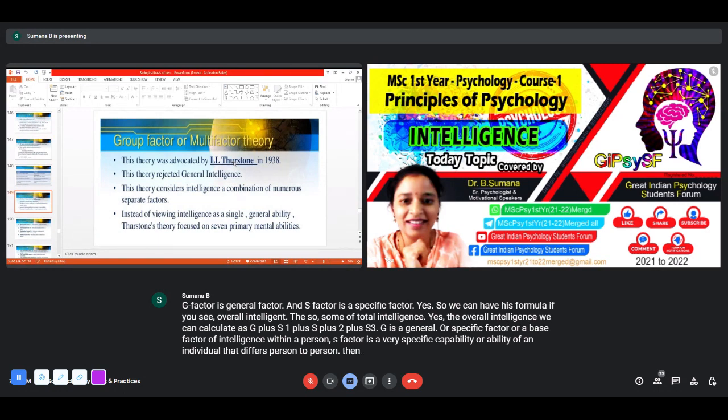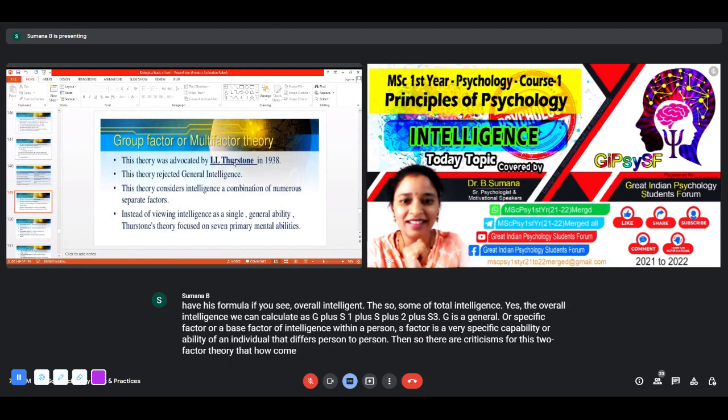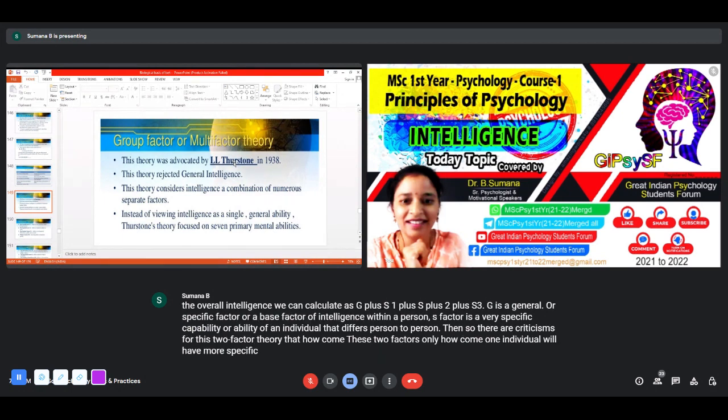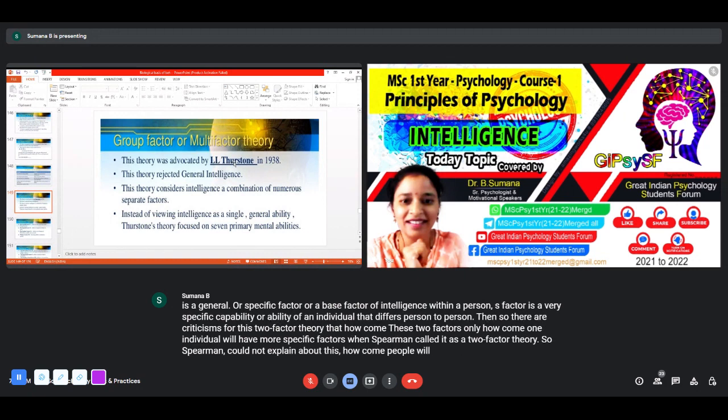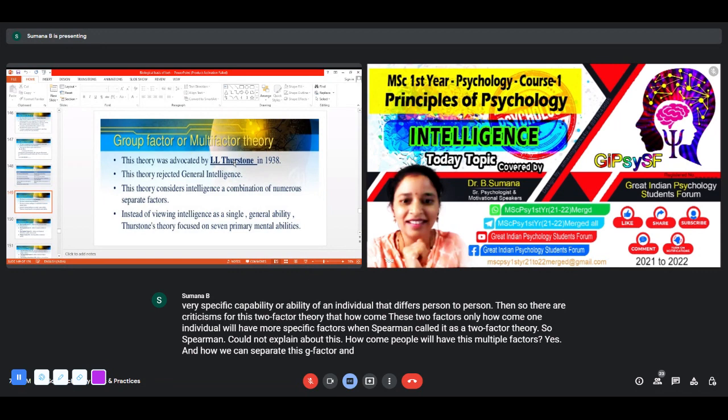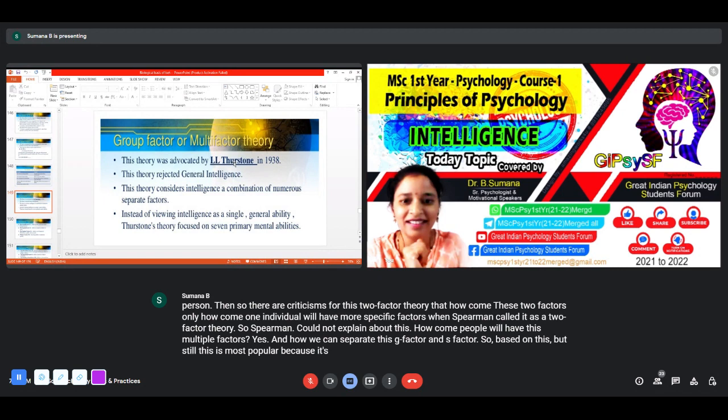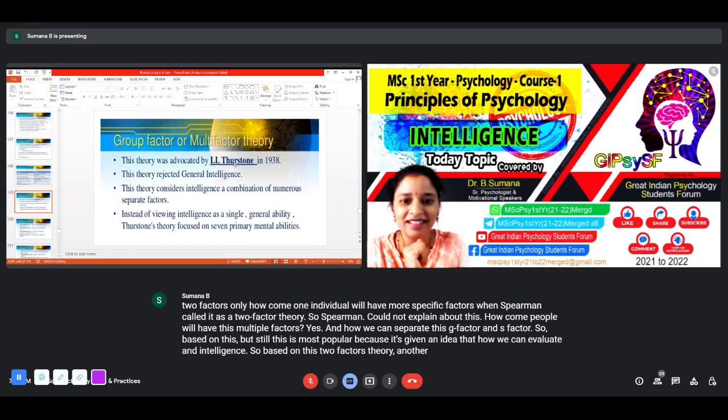There are criticisms of this two-factor theory: how come only these two factors, how come one individual will have more specific factors, when Spearman called it a two-factor theory. Spearman could not explain how people have these multiple factors, and how we can separate the G factor and S factor. But still this is most popular because it gave an idea of how we can evaluate intelligence. Based on this two-factor theory, other theories were introduced.